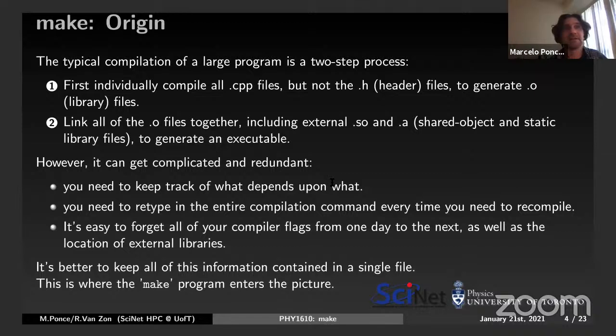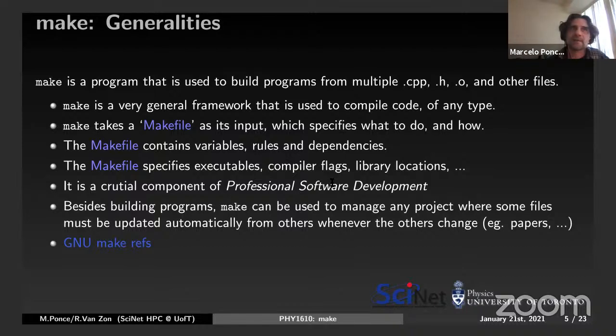And as I mentioned at the end, it's better to keep all this information contained in a single file. And this is where make can help in this process. So, some generalities about make. Make is a tool or utility program. It's used to build programs from multiple CPP files, source code files, header files, object files, and other files. But as I say, it's not only used in C or Fortran or any compiled language.